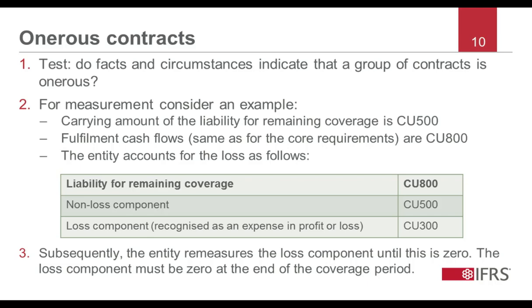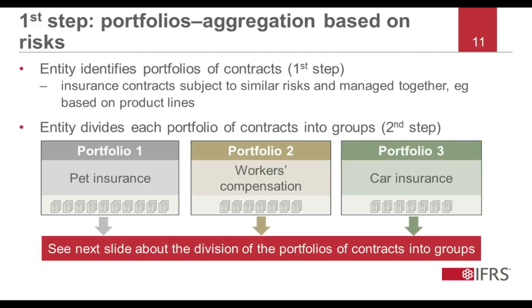Subsequently, the entity will remeasure the loss component until it is zero. Because the loss component is part of the liability for remaining coverage, it must be zero at the end of the coverage period. Now, let's think about how we are going to measure insurance contracts.